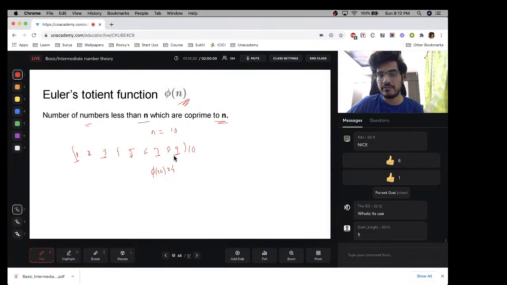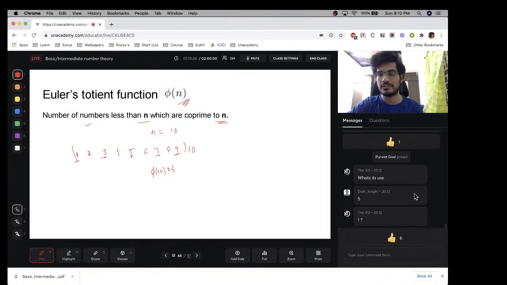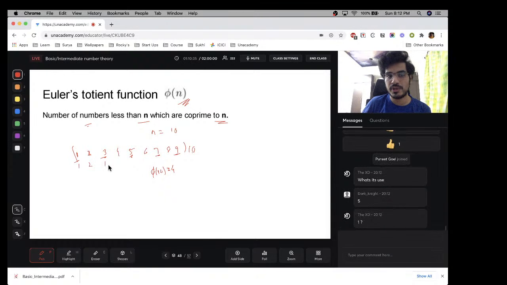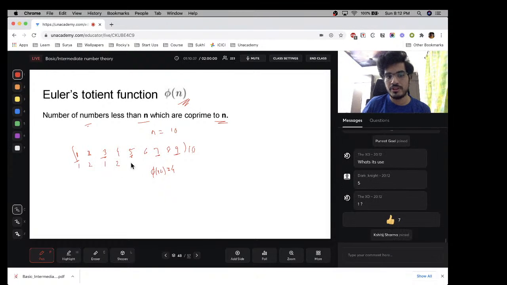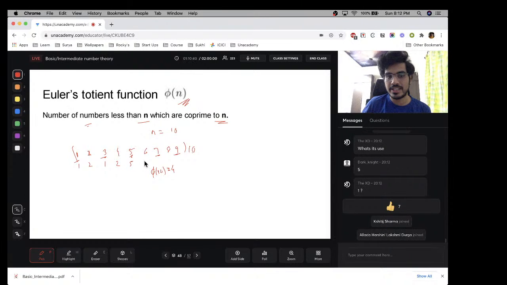5, the GCD of 5 and 10 is 5, right? So it's not 1. So 5 is not a coprime. 1 is a coprime, yes. The GCD of 1 and 10 is 1. GCD of 2 and 10 is 2. 3 and 10 is 1. 4 and 10 is 2. 5 and 10 is 5. 6 and 10 is 2. 7 and 10 is 1. 8 and 10 is 2. 9 and 10 is 1.